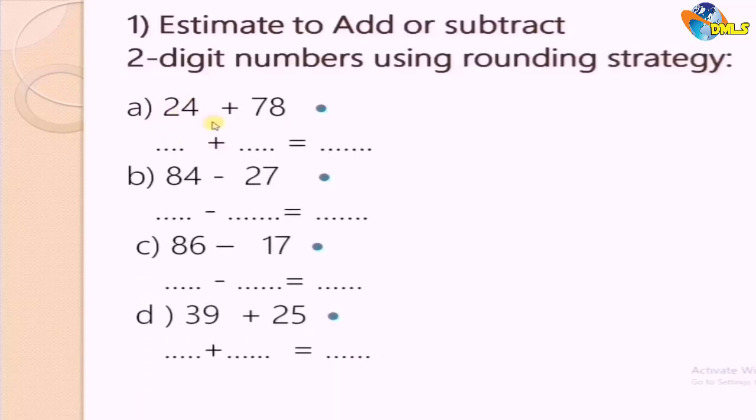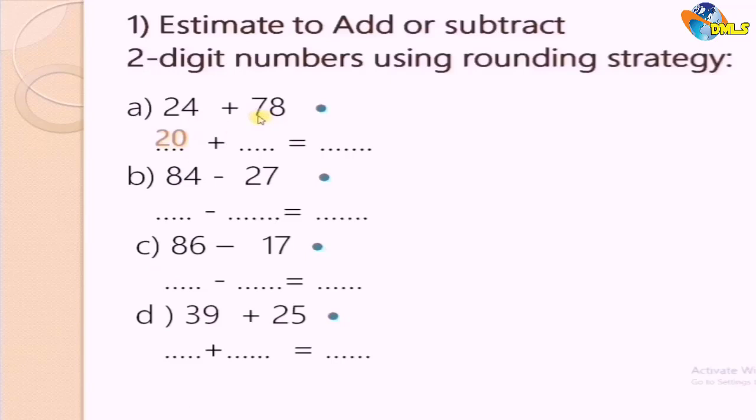We will round each number by itself. The first number here is 24. It is a two-digit number, so of course I will look at ones. The ones digit here is 4. 4 is a weak digit, so we will round down. After rounding down, 24 will be 20.